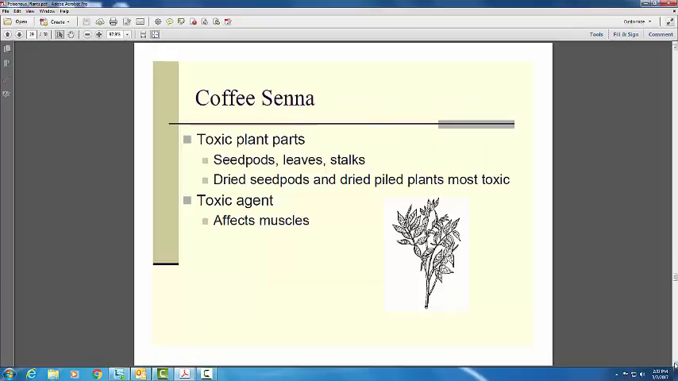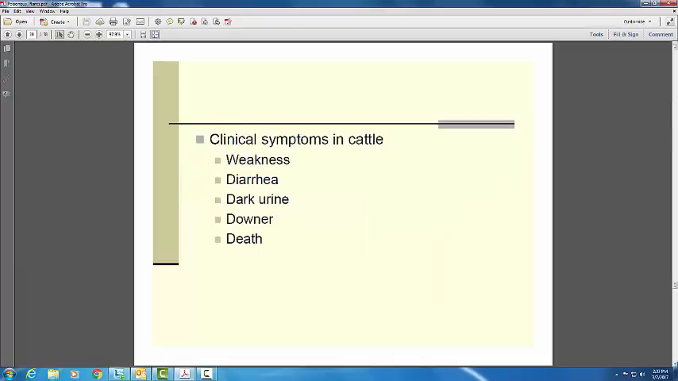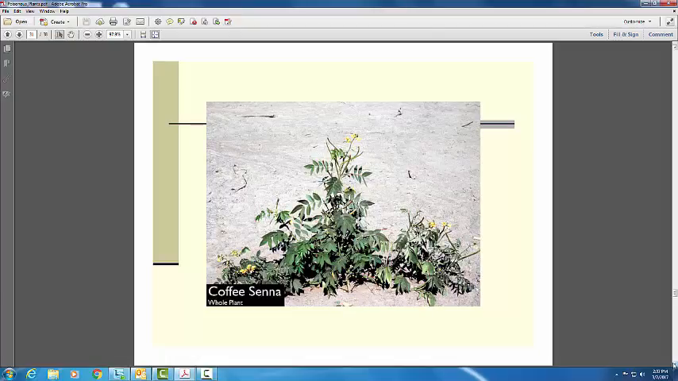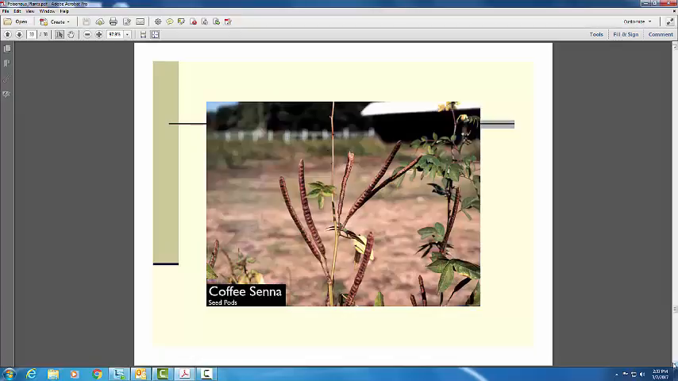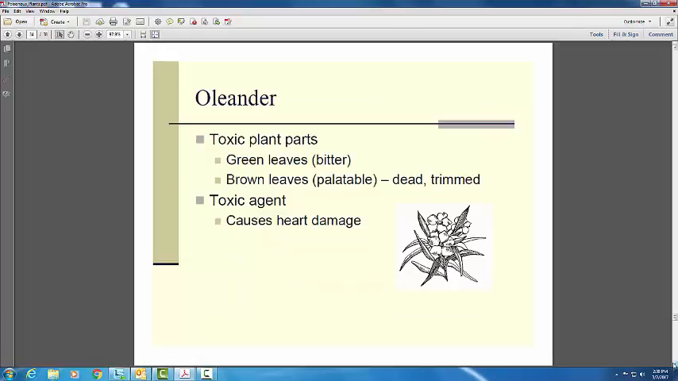There are other little plants, Coffeeweed, that are also going to be toxic. The dry material, the dry plant, is going to be the agent. It's going to be affecting the muscles of the animals. It's going to make them weak. It's going to make them have diarrhea and dark urine. The animal eventually is not going to move, and it's going to cause death. And this is the type of plant that it looks like. It's fairly much controllable by a herbicide program. A good herbicide program can control that and avoid having suitable material to intoxicate animals.